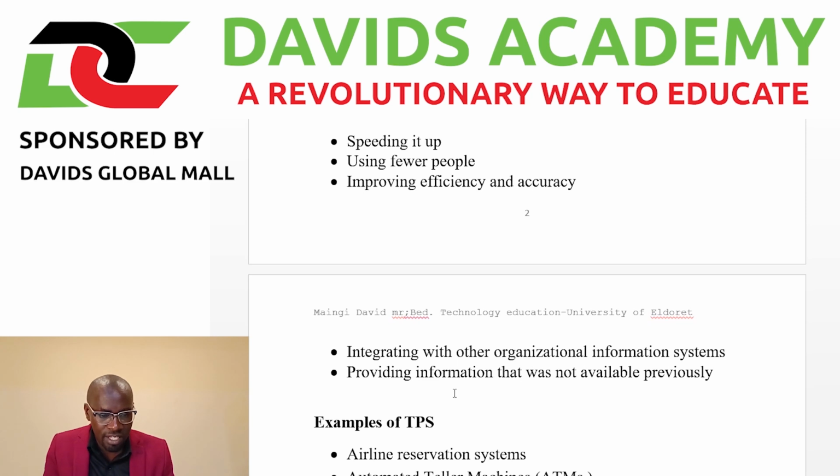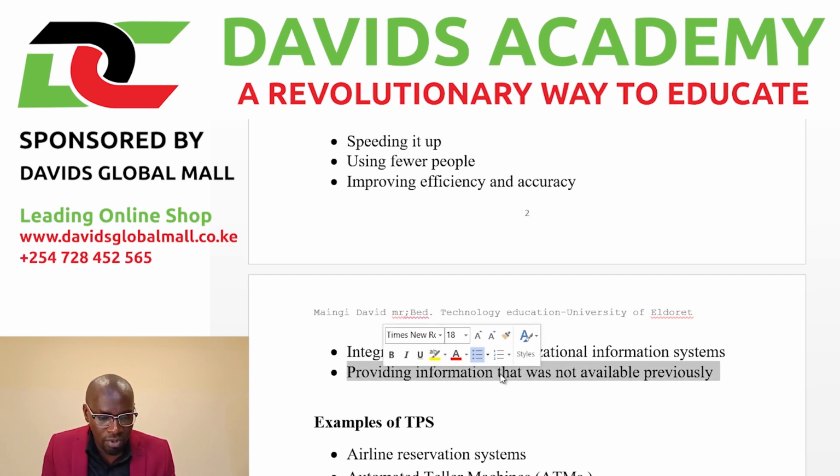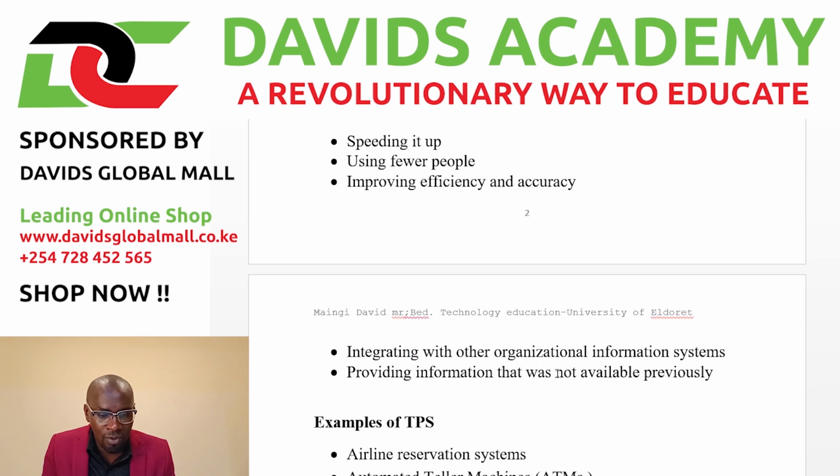Another goal of TPS is to provide information that was not available previously. Remember, I've said today you can do shopping in a supermarket and maybe go back even some days later and they'll be able to retrieve the same information from the system, something that was not happening some years ago.